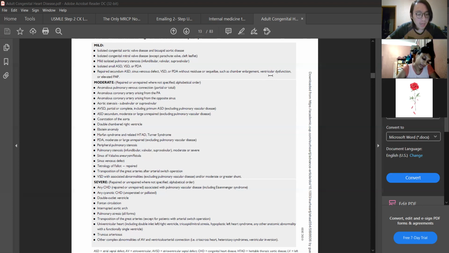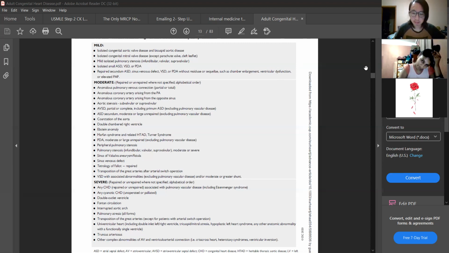Now, the most common acyanotic congenital heart disease is your VSD, ventricular septal defect. It occurs about 30% of everything. However, according to the guideline that you're looking at, atrial septal defect is now more common in adults. More common in adults. Everybody got it for acyanotic? Okay.